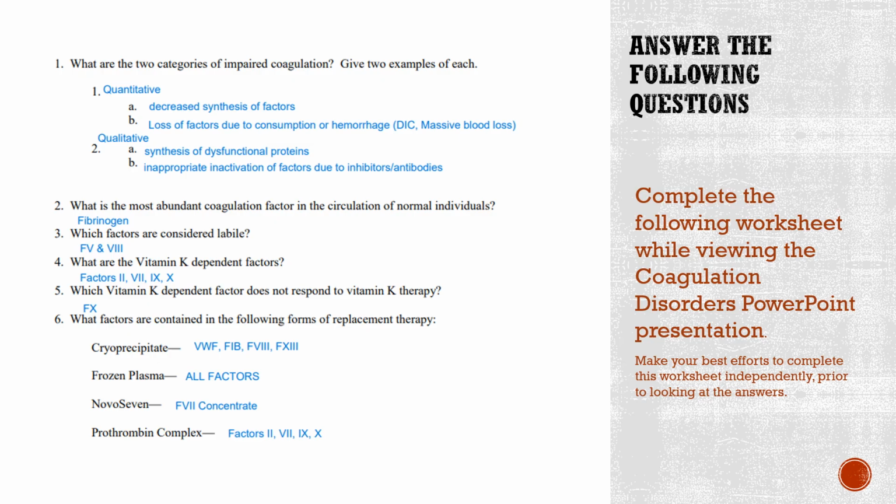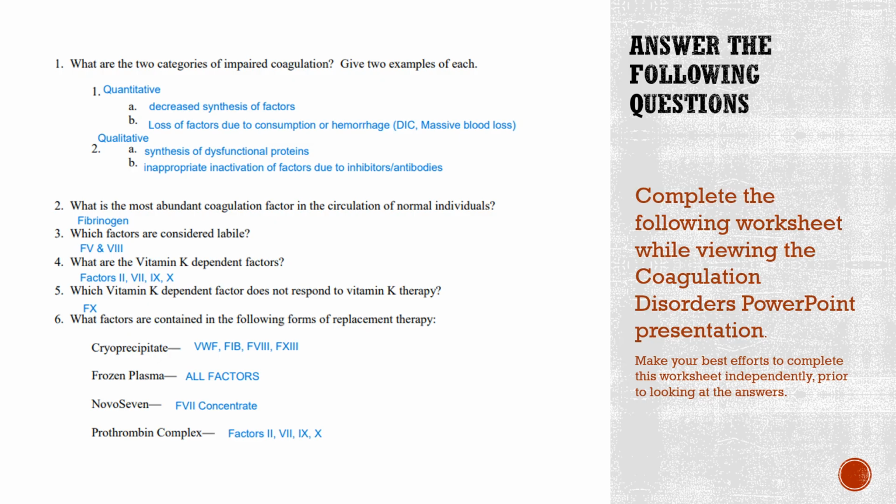So really 2 examples of a quantitative disorder or impaired coagulation cause would be number 1, a decreased synthesis of factors, so it could be a deficiency of a factor, or loss of factors due to consumption or hemorrhage. So those consumptive coagulopathies like DIC or massive blood loss can also cause you to lose coagulation factors. In DIC, they become depleted because they're being utilized or consumed. And with massive blood loss, as you lose that blood, you are also losing all of the coagulation factors that were in circulation.